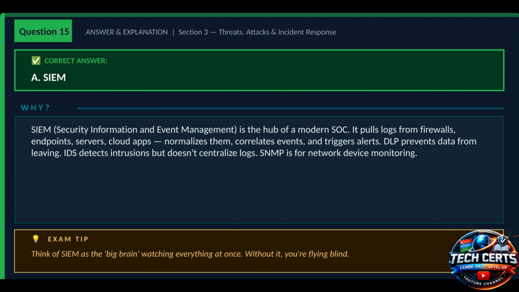DLP prevents data from leaving the org. IDS detects intrusions but doesn't centralize logs from multiple sources. SNMP is for network device monitoring, not security event correlation. Think of SIEM as the big brain watching everything at once. Without it, you're flying blind.